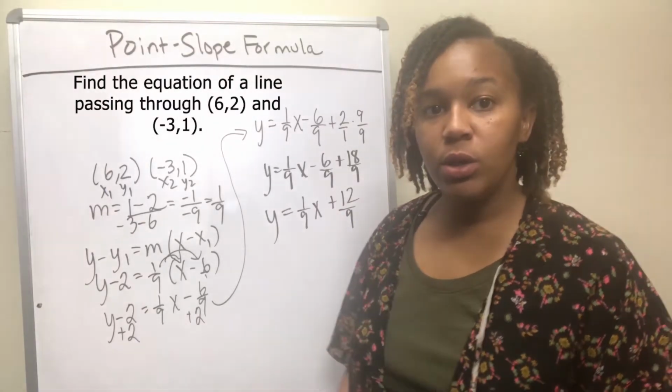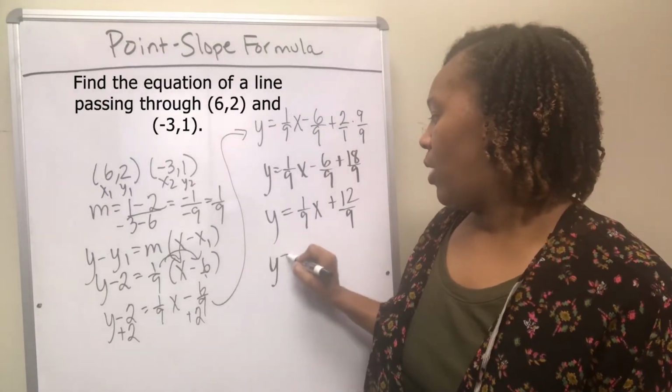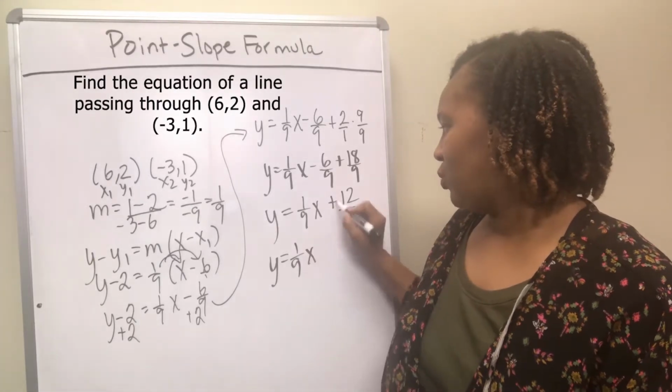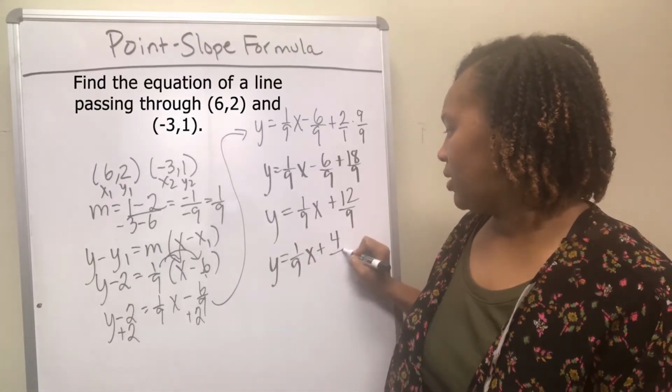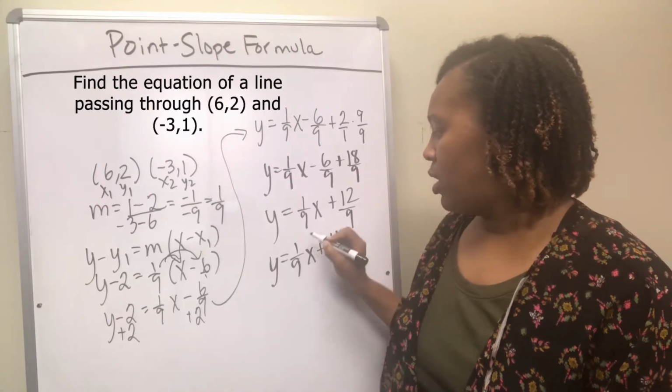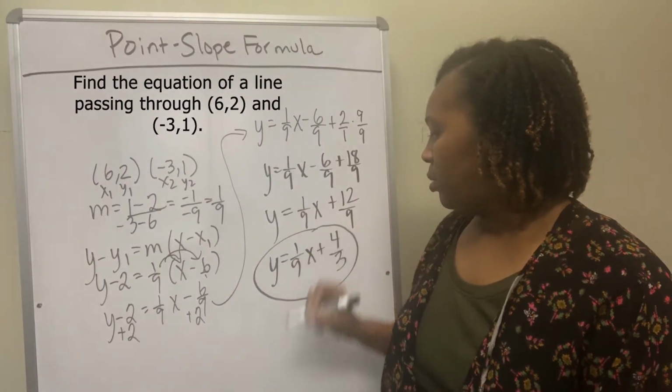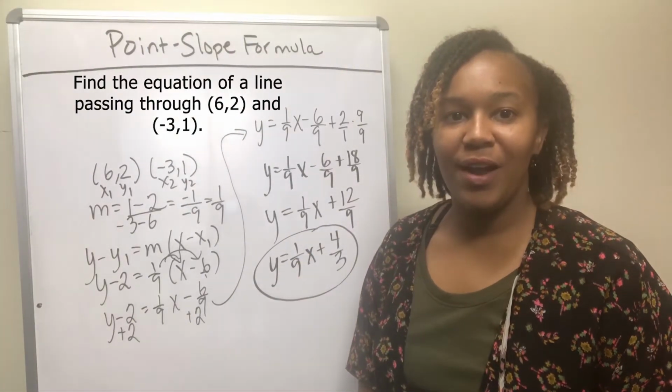3 goes into both of those, so that can be reduced. So y equal to 1/9 x. 3 goes into 12 4 times and goes into 9 3 times. So 1/9 x plus 4/3. That should be your final answer.